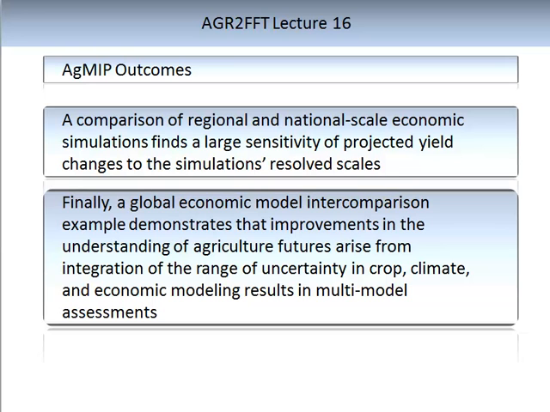And finally, the AGMIP outcomes included a global economic model intercomparison example that demonstrated that improvements in understanding of agricultural futures arise from the integration of a range of uncertainty in crop, climate, and economic modelling results in the multi-model assessments. Put simply, if you add a range of models together and you have a range of conditions, you will be able to estimate better what will or may happen in agricultural futures.